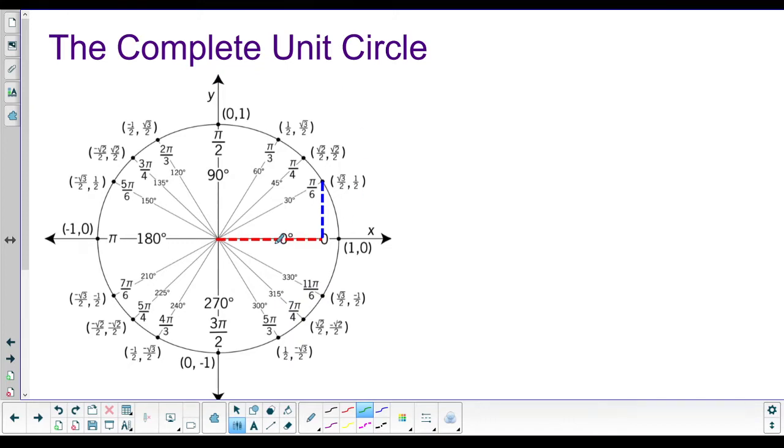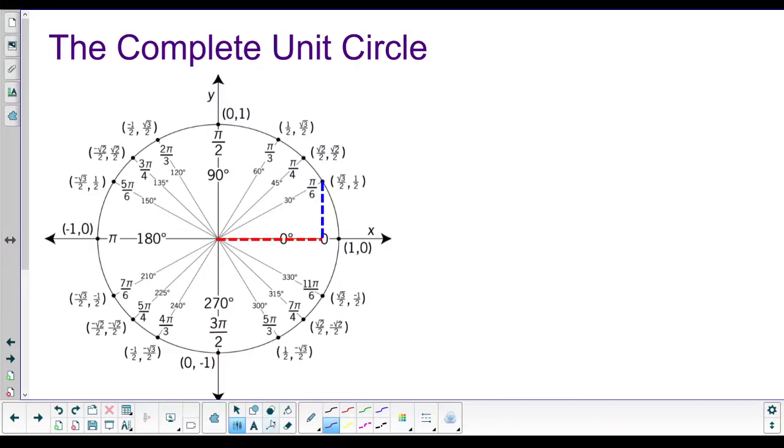One way to help you memorize these is they go by 30s. So 30, 60, 90, plus 30 is 120, 150, 180. And you have all the 45s in the middle. So 45, 90 plus 45 is 135, and so on.